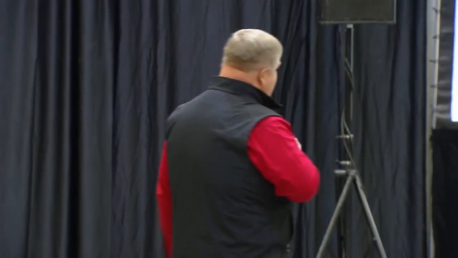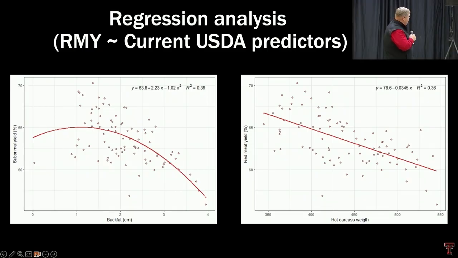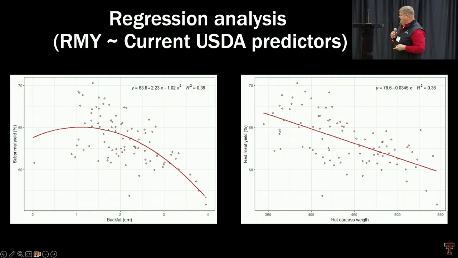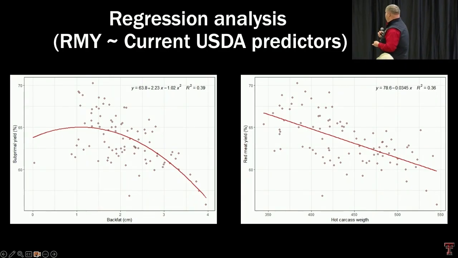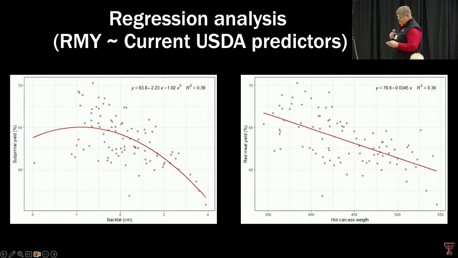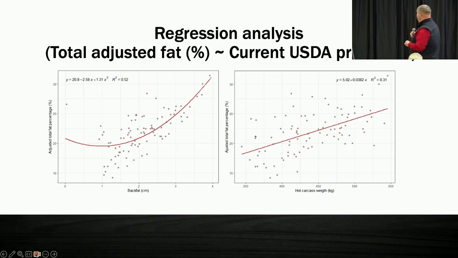More and more math here just shows the low relationships between the individual factors in yield grade. Back fat is actually one of the stronger relationships, explaining 39% of the variation in subprimal yield. Hot carcass weight, 36% as an independent measure, right? So we start gluing these things together and we are able to explain some of this relationship. But like I said earlier, 39, 36%, just not good enough for transacting cattle in today's market.